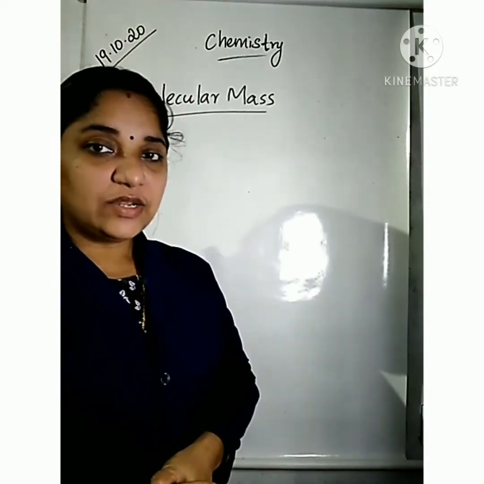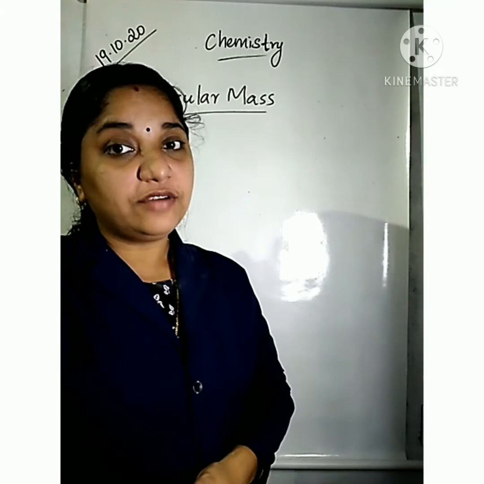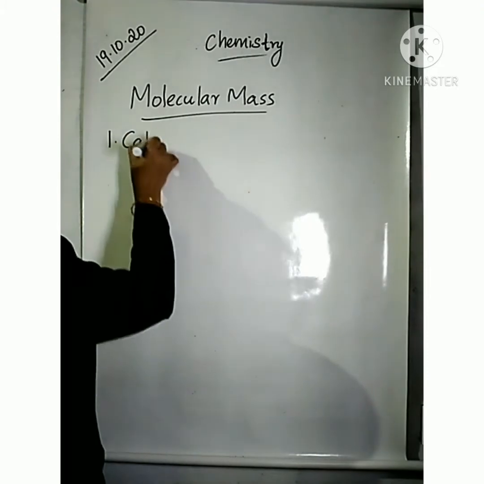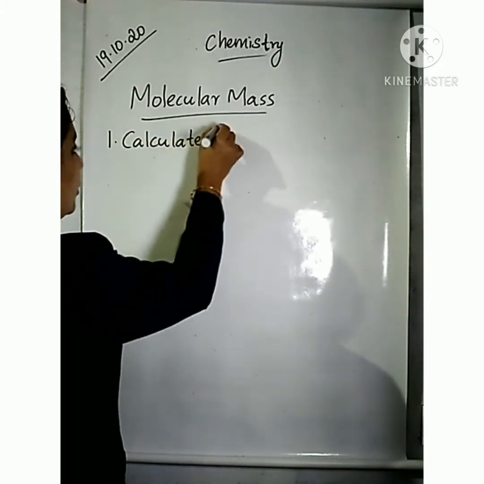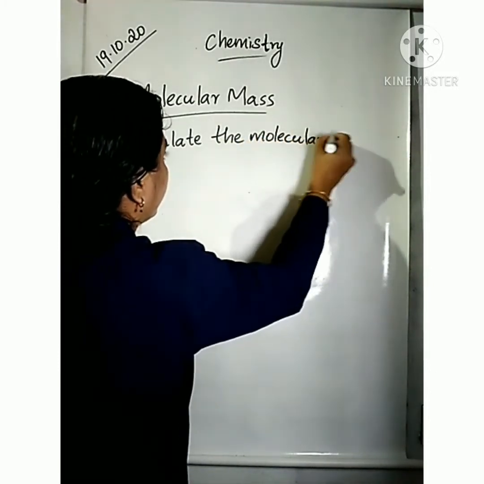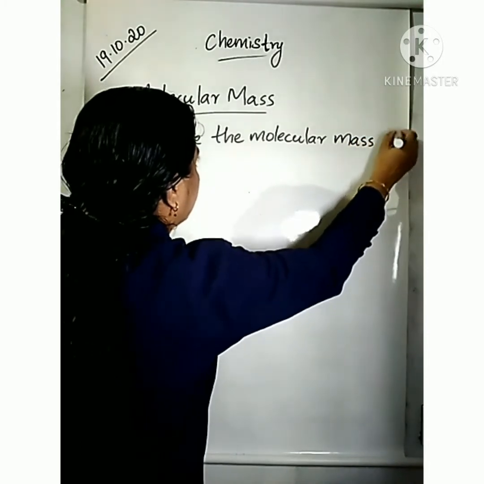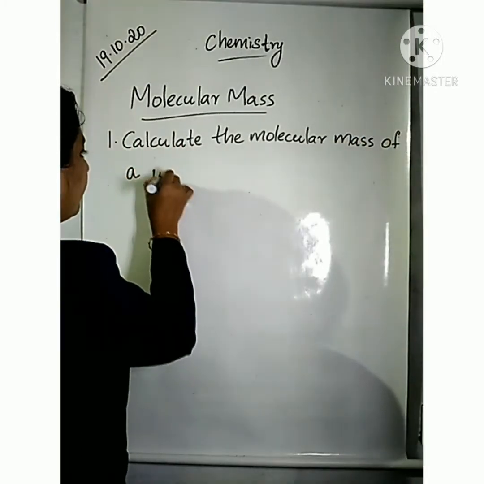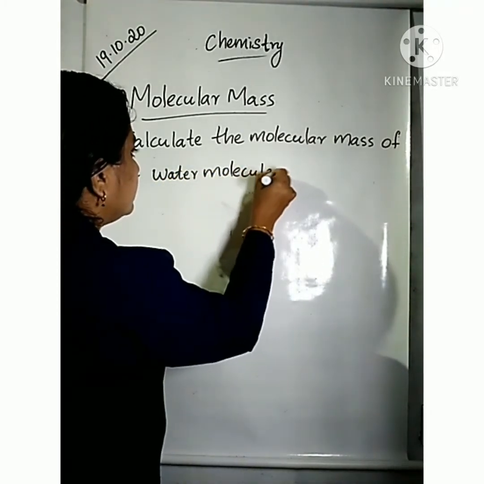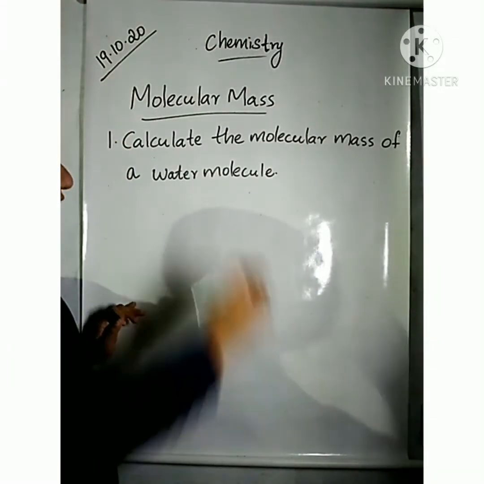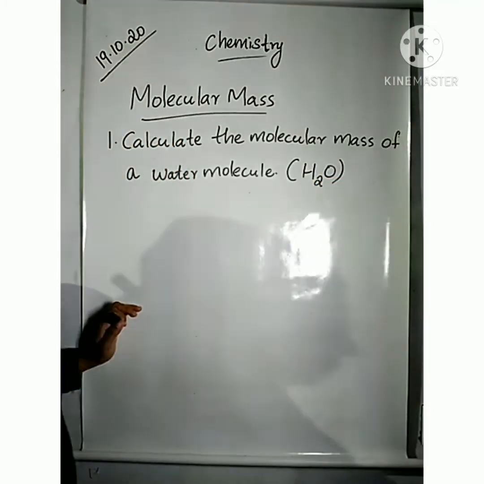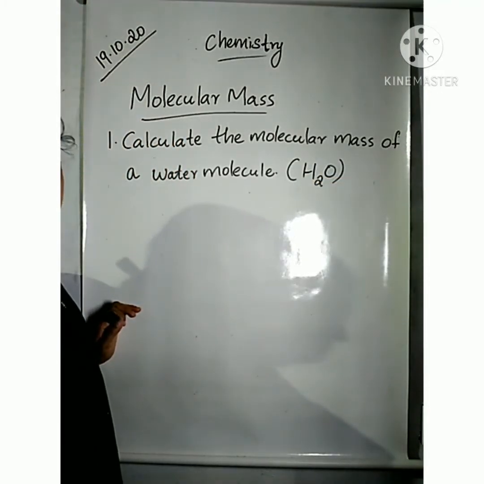First one, calculate the molecular mass of a water molecule. We know that the chemical formula of water is H2O. It contains 2 hydrogen atoms and 1 oxygen atom.